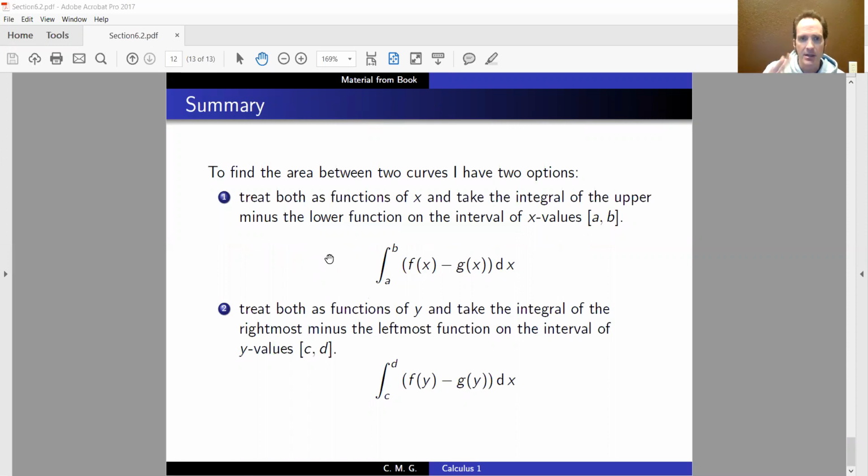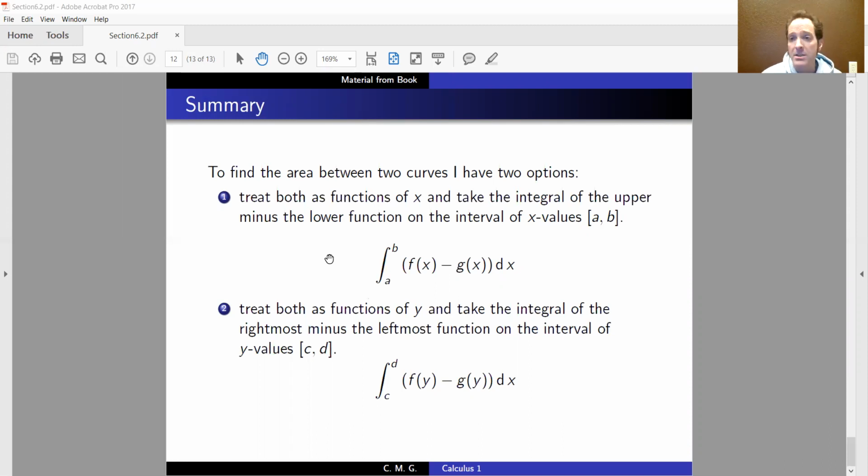So now to find the area between two curves, I have two options. Either I can think of them as functions of x, take the integral of the upper one minus the lower one on the interval of x values. And those x values either will be given to you, or you may have to find them. To find them, you might ask, where do these two functions intersect? They should intersect twice if we're going to do it that way, so that you have a left and right limit on this integral.